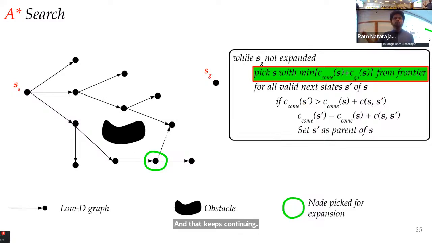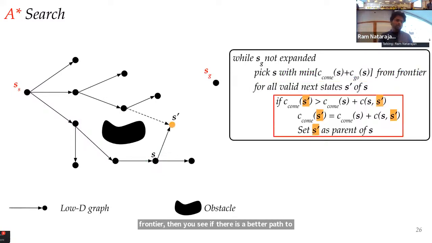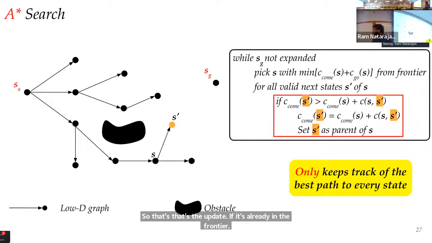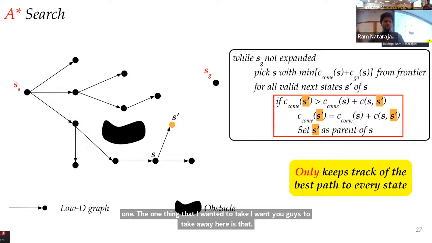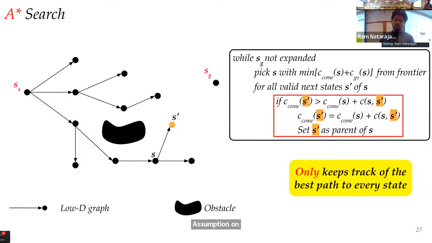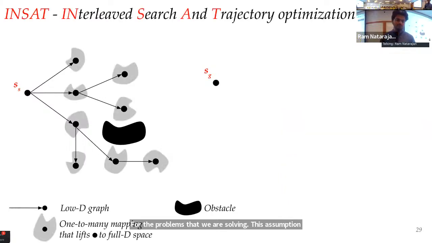But if that node is already in the frontier, then you see if there is a better path to reach that node. If there is a better path, then you update the cost of that node using that better path. So that's the update step if it's already in the frontier. The one thing that I want you to take away here is that A star only keeps track of the best path to every state. It doesn't keep track of all the other suboptimal possibilities for every state. The reason it can guarantee global optimality even by doing this is that it uses the assumption of optimal substructure of the underlying graph. And we will see later in our slides that for the problems that we are solving, this assumption wouldn't hold true, and we'll see how we can handle that.